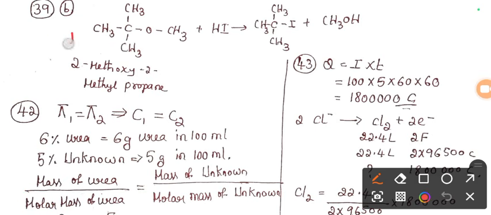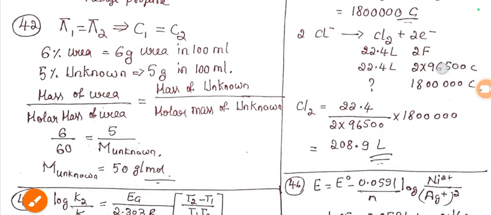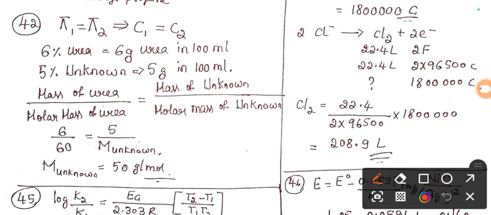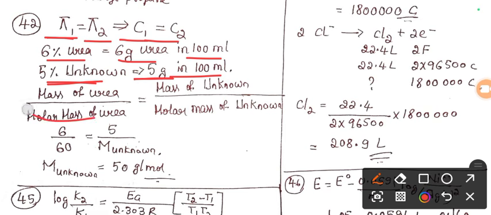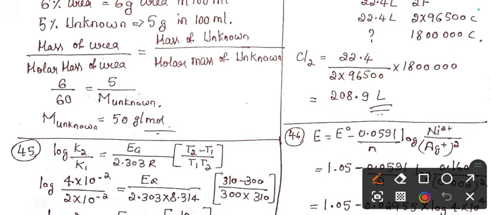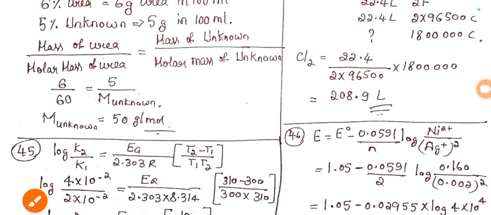You can refer to 39b. Then similarly the 42nd question, they have given a numerical where the osmotic pressure and concentration of two solutions are the same. One is 6% urea, meaning 6 grams of urea in 100 ml, and one is an unknown 5% solute dissolved in 100 ml, that is 5 grams in 100 ml. So mass of urea by molar mass gives the number of moles. Similarly for the unknown, mass by molar mass. Mass of urea is given as 6 and molar mass is 60, and the unknown solute mass is 5 and molar mass we need to find out. When you calculate you will get 50 grams per mole.